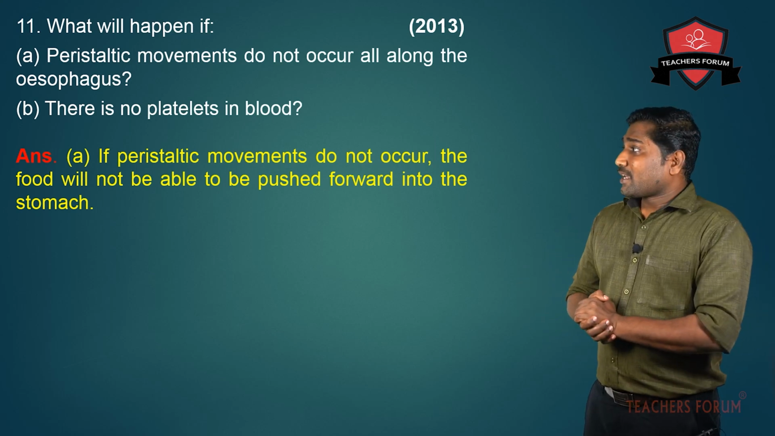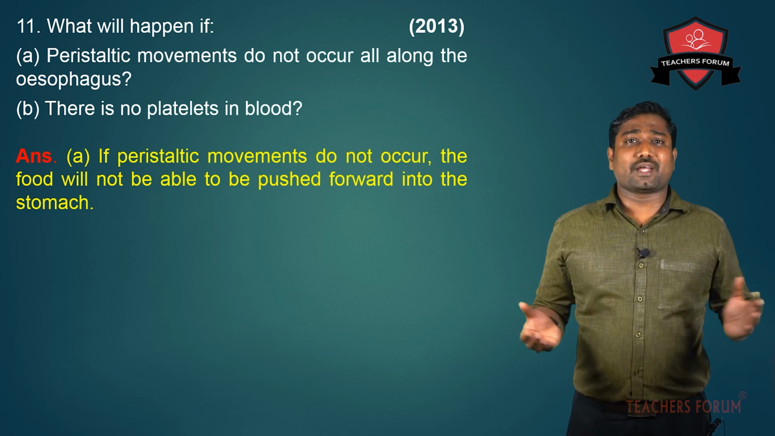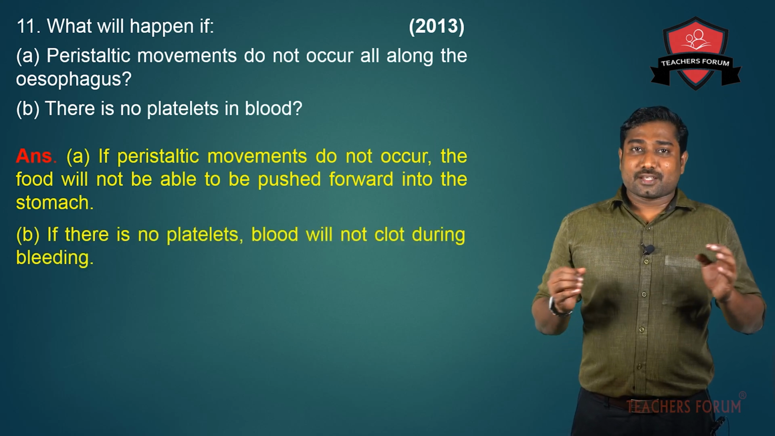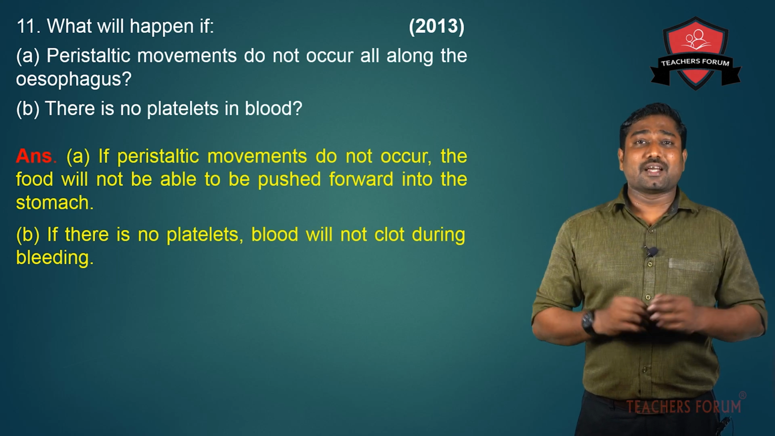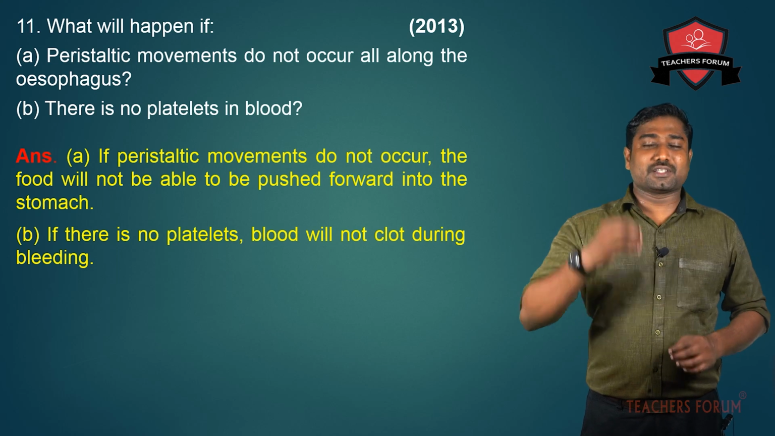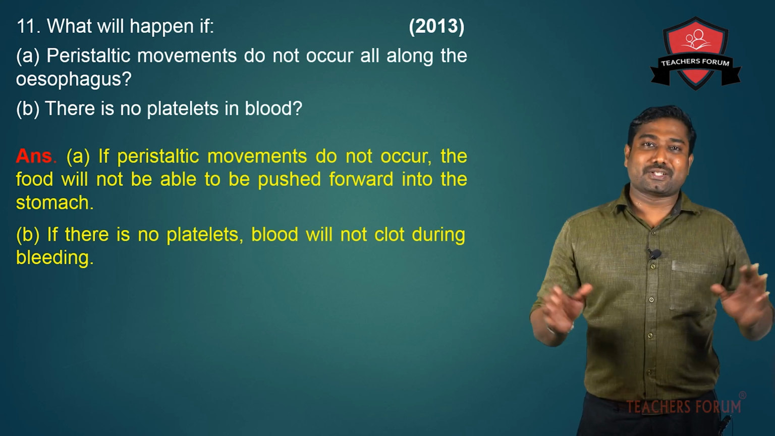Next question, there are no platelets in the body. They are asking what happens if there are no platelets in our body. If there are no platelets, then there won't be any agent to prevent bleeding. So once a cut happens, the blood will move out profusely. To stop further bleeding, we must have platelets. If no platelets, no blood clotting.